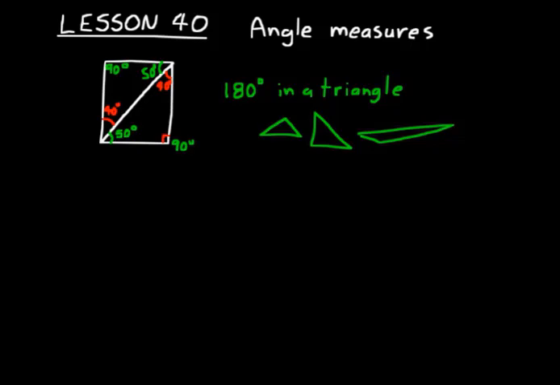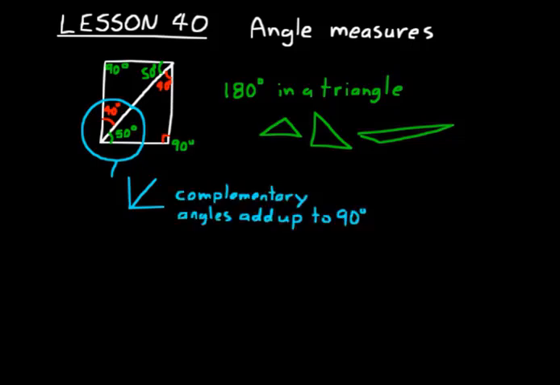Now let's look at some angle pair relationships. For example, these two angles, we said those added up to 90 degrees. And anytime you have that, where you have a right angle and then it's split into two different angles, those are called complementary angles. Remember that. Complementary angles add up to 90 degrees.